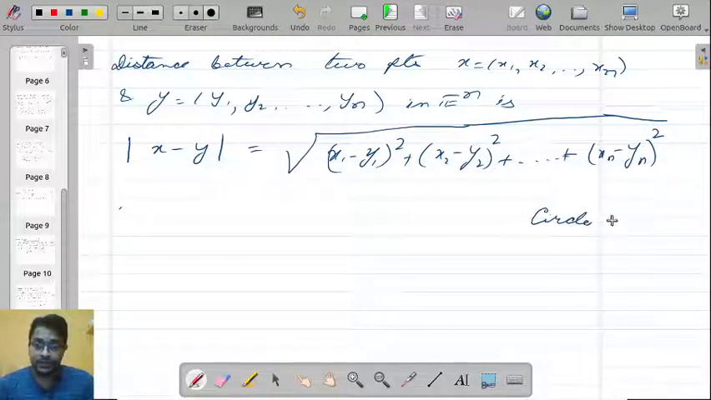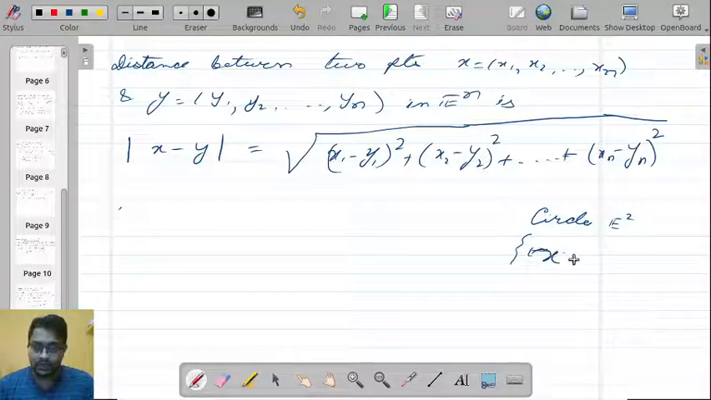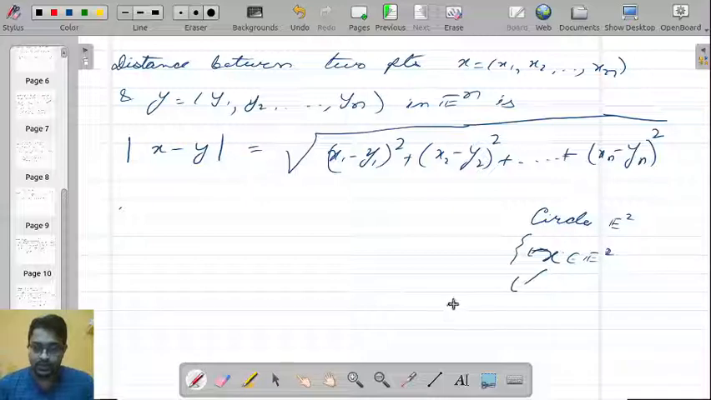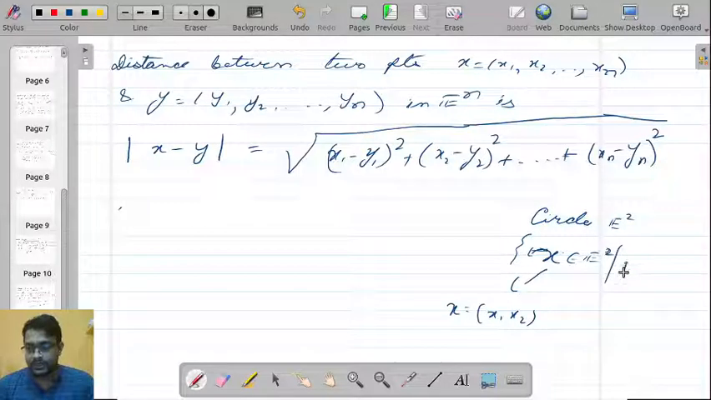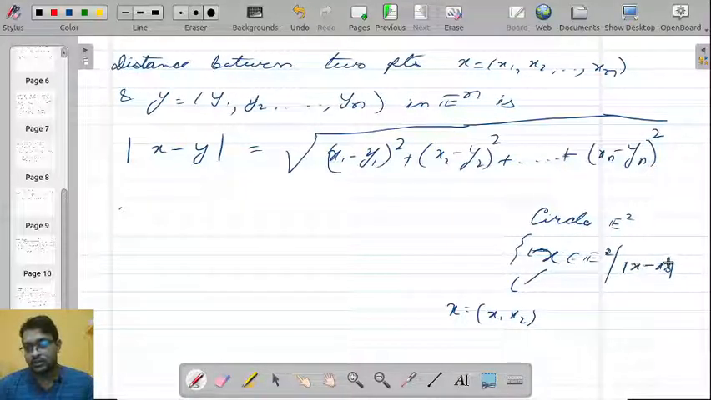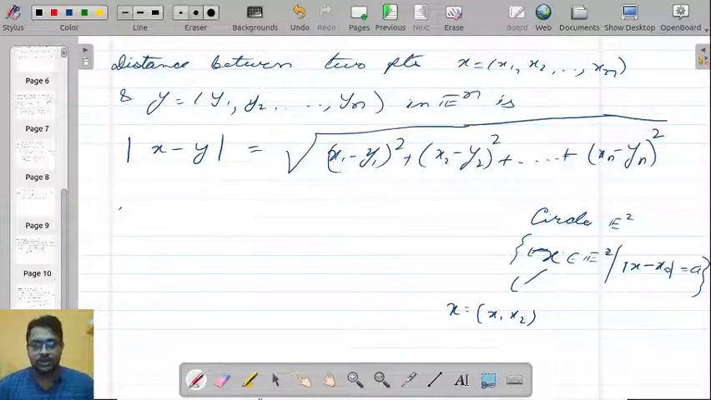So a circle in E square is denoted by the set of all those xy, let me write it in a different way. It is the set of all those x in E square, where this x is actually (x1, x2), such that the distance between x and say x naught, another fixed point, is exactly equal to a. So this is the definition of a circle in E square.